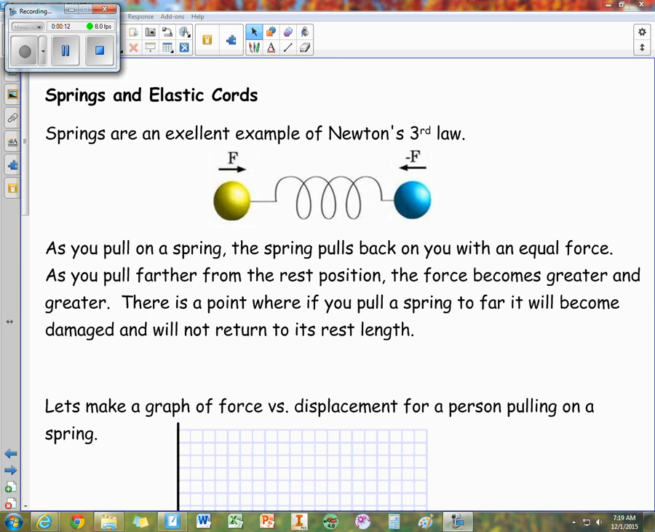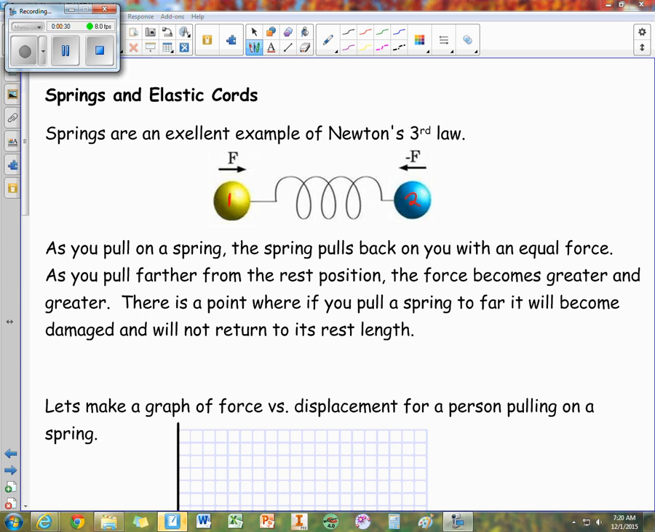Now again, this will be another great example for Newton's third law, because what a spring does is it acts as a medium for two objects to interact. So here I have object 1 and object 2, and these two objects are going to interact through this spring.